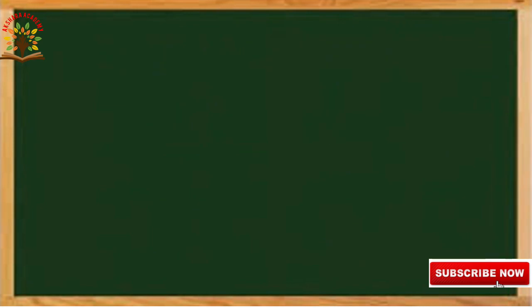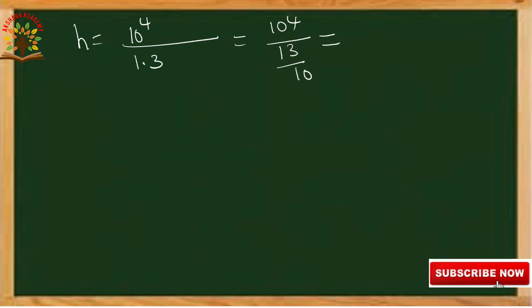Next, h is equal to 1.3. Here 10^5 minus 1, how much? 4. 10^4 by 1.3. And again this can be written as 10^4, in decimal representation 13 by 10. So this also can be written as 10^4, this 10^1 will go to the numerator, here 10^-1, and again reciprocal, 10 by 13. So that is equal to 10^5 by 13.